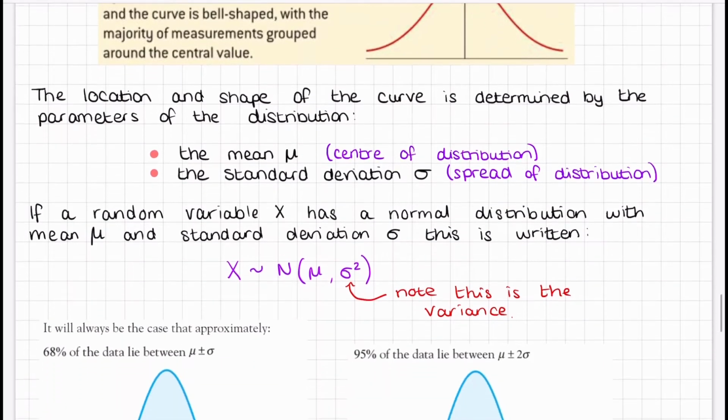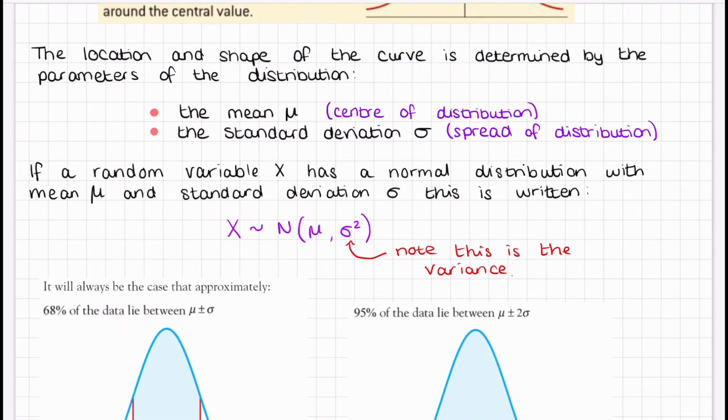If a random variable x has a normal distribution with a mean, and this is a symbol we use for mean in normal distribution, and standard deviation, that symbol is what we've seen before, that hasn't changed. We write it like this. So we have x, a squiggly line, N for normal distribution, and in the brackets we have the mean, and then it's actually the variance. So we have to remember that the variance is the standard deviation squared.